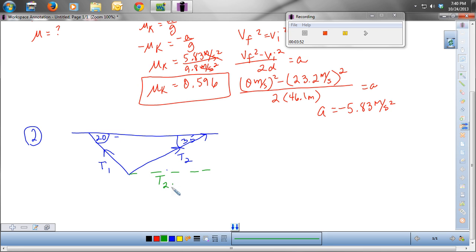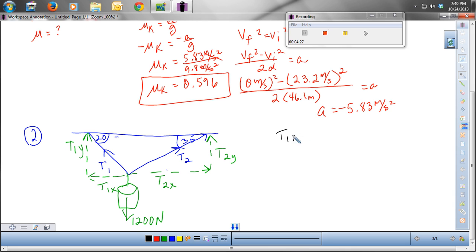So I'm going to call that T2x, T2y, and then I have T1x and T1y, and then I have the sign, or the weight, hanging right here, and it's 1200 newtons. So what I know is that my horizontal forces T1x and T2x have to balance each other. They have to cancel each other out. One is to the left, one is to the right. So I'm going to say T1x must equal T2x.